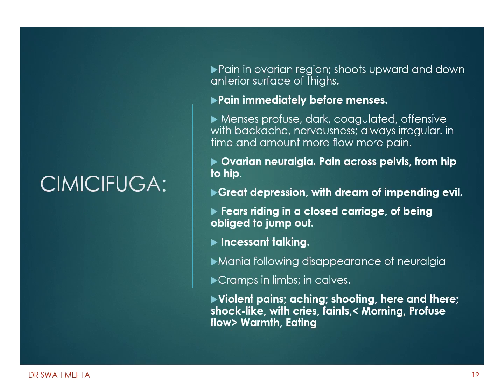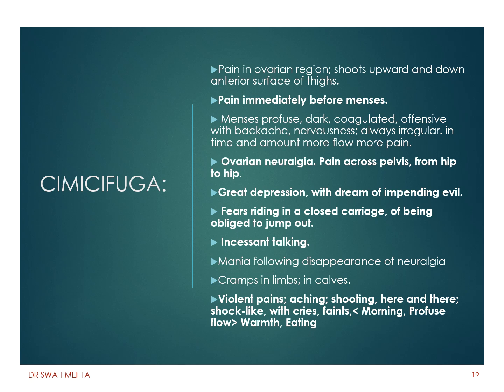Cimicifuga: there is ovarian neuralgia, pain from hip to hip, pain radiates down to the thighs, irregular painful menses with profuse dark flow. So menses profuse, dark, coagulated, offensive with backache, nervousness and always irregular, we can think about Cimicifuga. Patient is having depression, fear of impending evil, excessive talking and emotional instability.